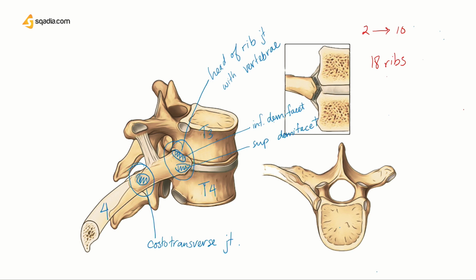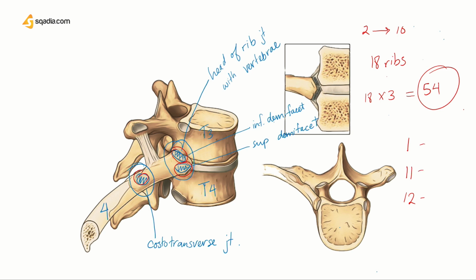These ribs all have 3 joints. One here, and one here. Okay? So 18 times 3 gives us 54. Now, ribs 1, so remember this number. Ribs 1, 11, and 12.